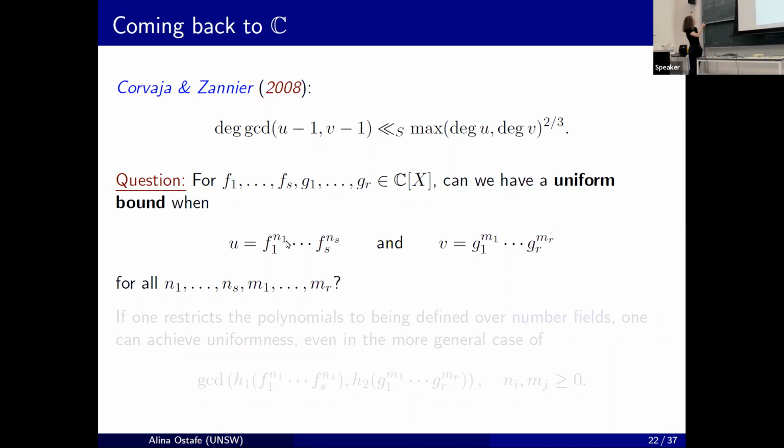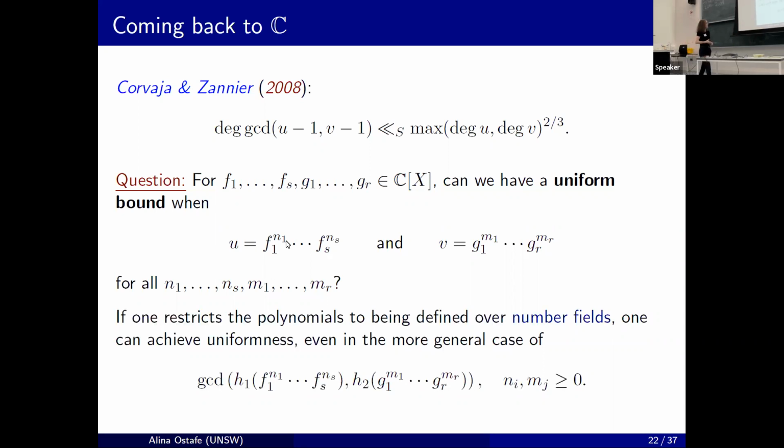So this is the result of Corvaja and Zannier. And now the question is, their bound depends on the degree of u and v. So again, if you take u to be f to the n and v to be g to the n, it depends on the exponent. And the question is, can we get a uniform bound when u is such a product of polynomials and v is such a product of polynomials? So I don't want to depend on the exponents.